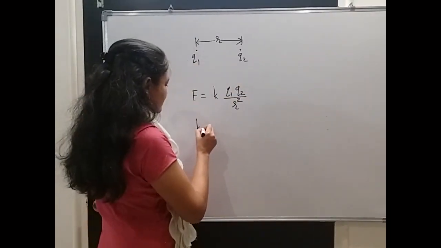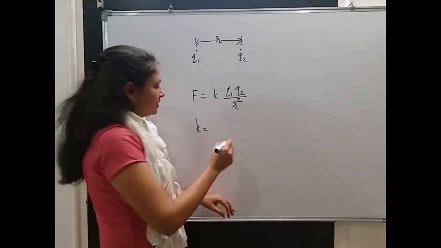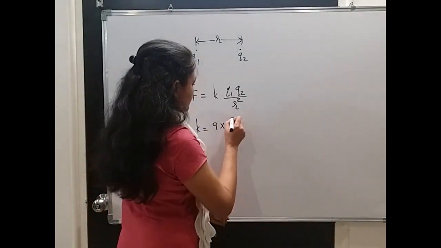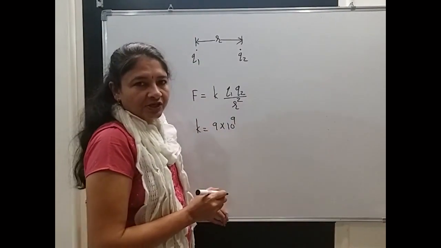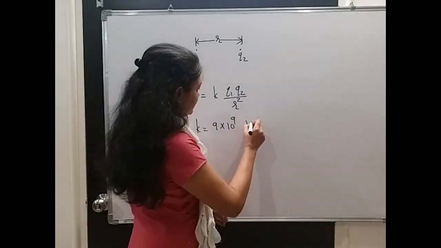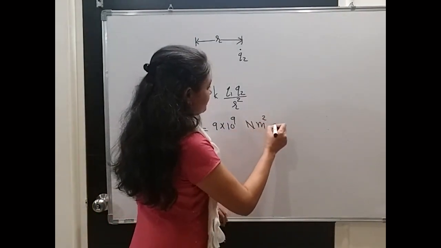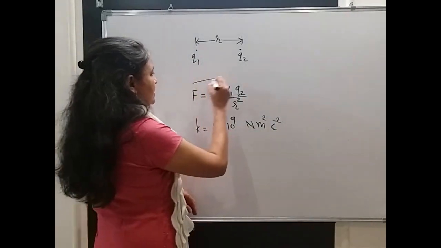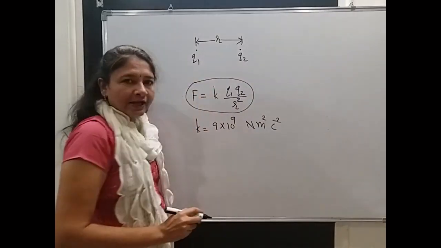What is this K? K is known as the Coulombian constant. It is 9 into 10 raised to 9. What is the unit? Try to recall. It is Newton meter square per Coulomb square. Right? Okay. Now, who will apply this force?